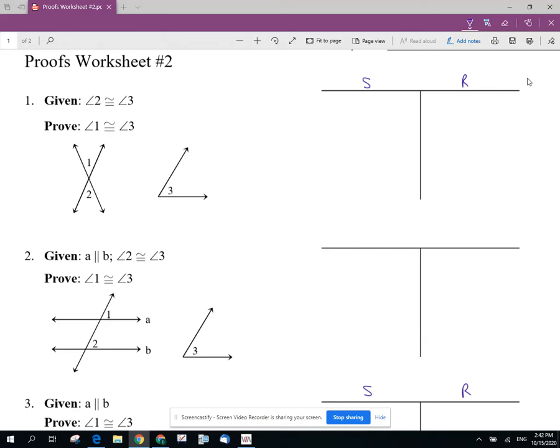Geometry, proofs worksheet number 2. Going to do 5 of the 9 here. So if you want to check answers on the other ones that I don't do, just go ahead and check the key. All of that is posted on Google Classroom in the same location as this video, same post. There is also a blank worksheet there if you want that.